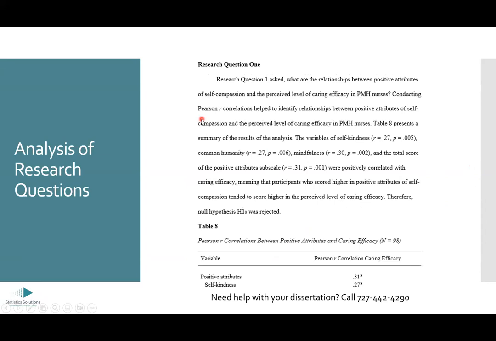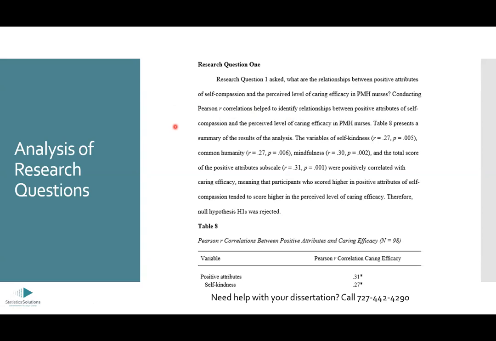Okay, and here's another example. In this case, we are doing a Pearson correlation. So this explanation is a little bit more expanded. Here they're including what the research question was, to kind of refresh. So they're explaining that the research question was to identify or examine the relationships between positive attributes of self-comparison and perceived level of caring efficacy in nurses. And in this case, we are conducting the Pearson's R correlation. So they're clearly identifying the type of test that they're using and why they're using it: to identify the relationships between these scales or these items.